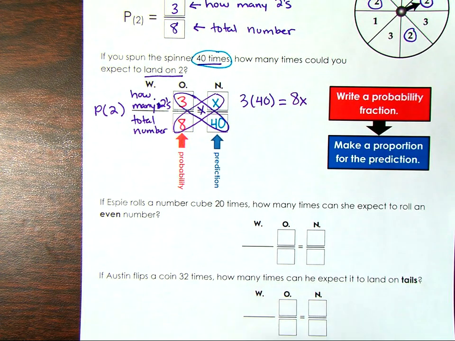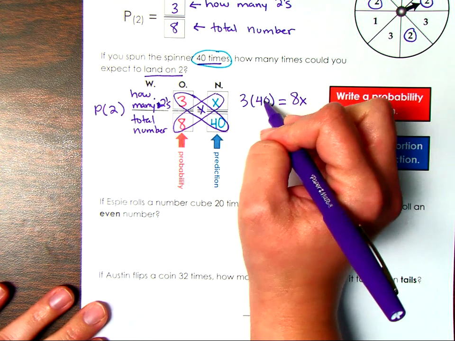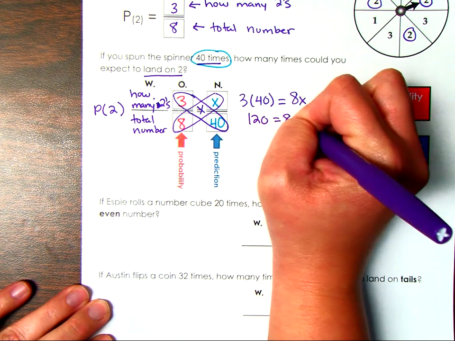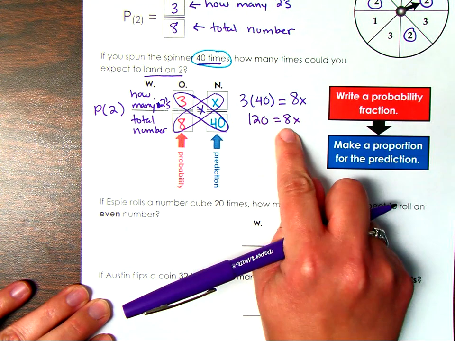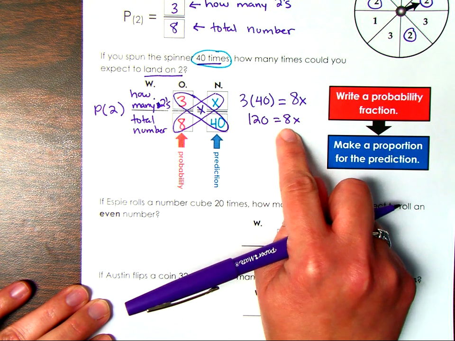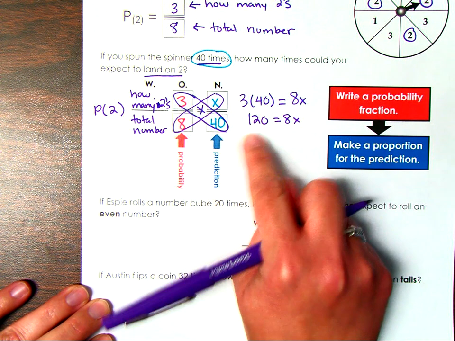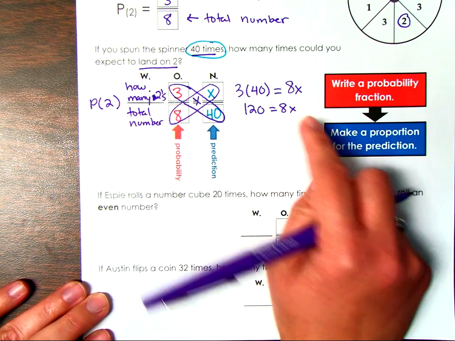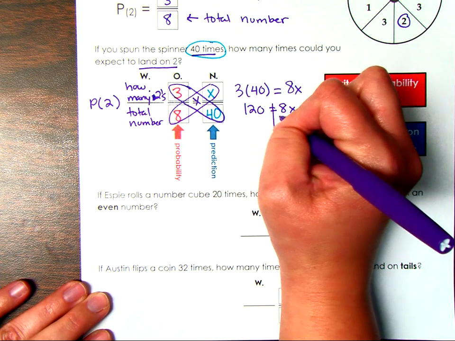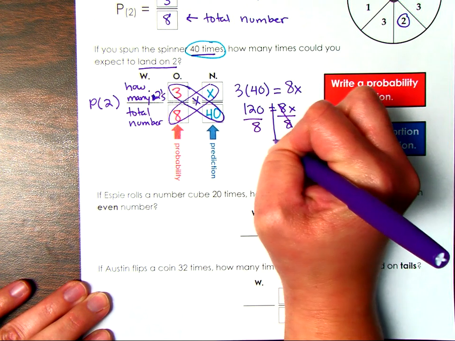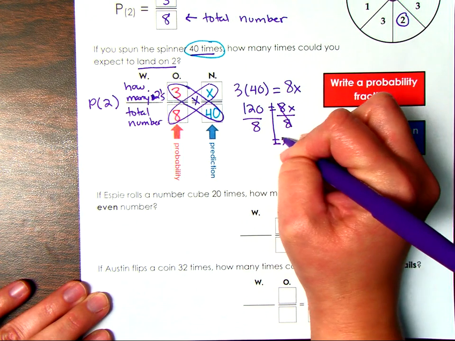So I'm going to remind you a couple ways because it's been a while since we might have talked about proportions. So 3 groups of 40, or 3 times 40, is 120, and that equals 8x. A number in front of a letter means to multiply, so we're saying 8 times some number is 120. So in order to get x by itself, we do the inverse or opposite operation. So the opposite of multiply by 8 is divide by 8. I'm going to show you a separate way too, just in case you guys forgot.